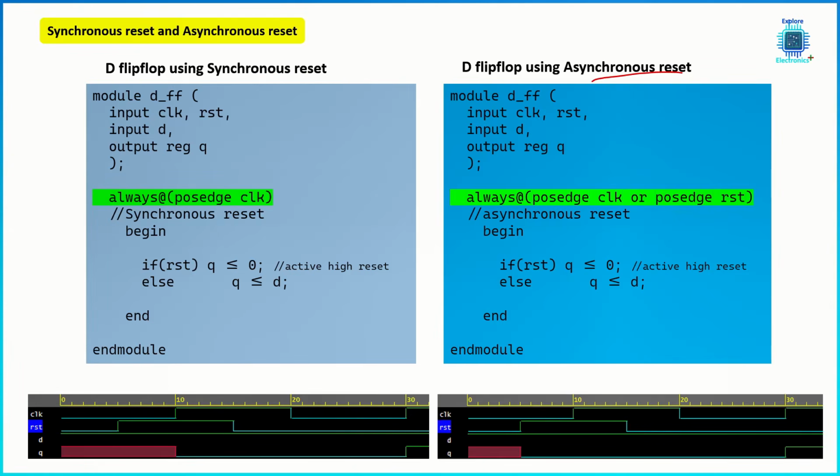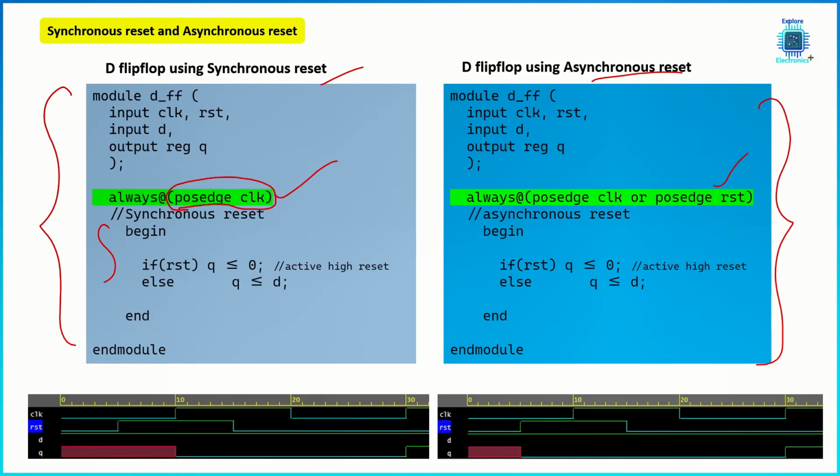You can see the difference in the code. This is a D flip-flop code with synchronous reset. This is a code with asynchronous reset. The only change is here. In the always sensitivity list, I am writing only posedge of clock. This part of the code, including reset, will execute whenever the positive edge of clock comes.